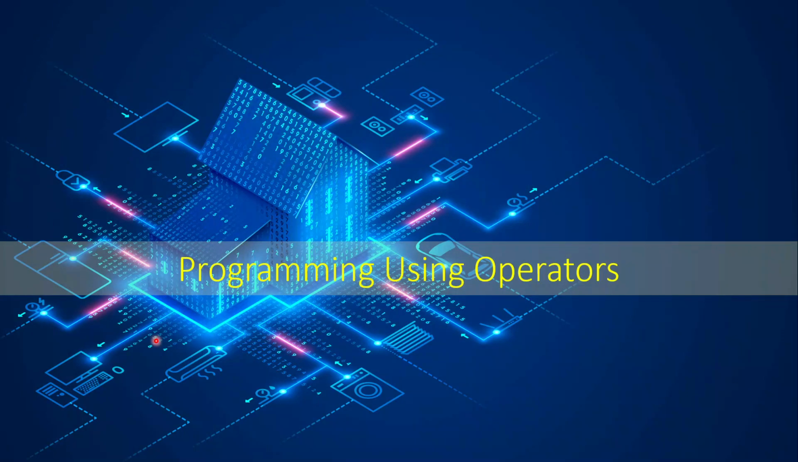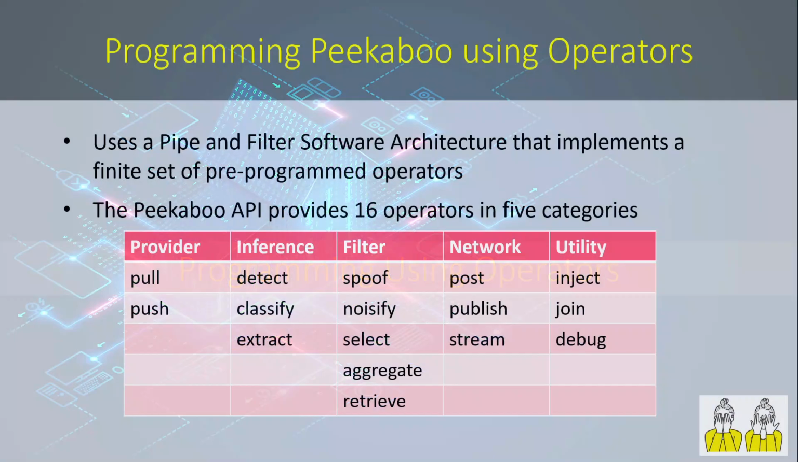So how do we program Peekaboo? Well, primarily they use operators, and these operators use a pipe and filter software architecture. Basically, it's a pipelining process. And for Peekaboo, the API provides 16 operators in 5 categories.